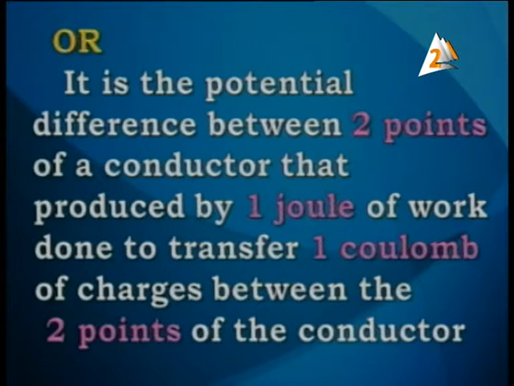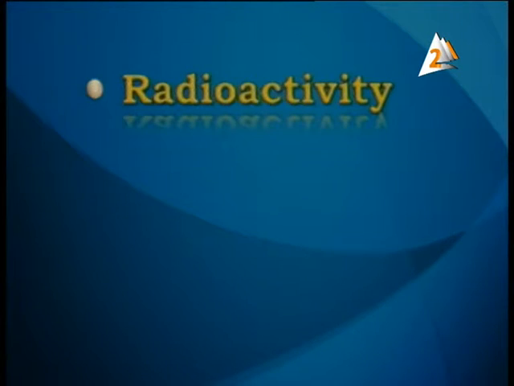Let's go to see another one. We have another definition of volt. It's the potential difference between 2 points of a conductor that is produced by 1 joule of work done to transfer 1 coulomb of charges between 2 points of a conductor. It is very clear for us. It is very easy to know this.